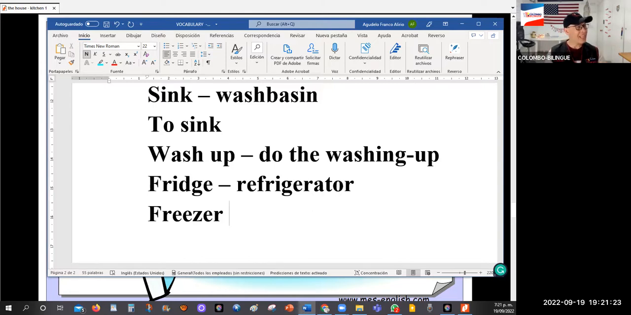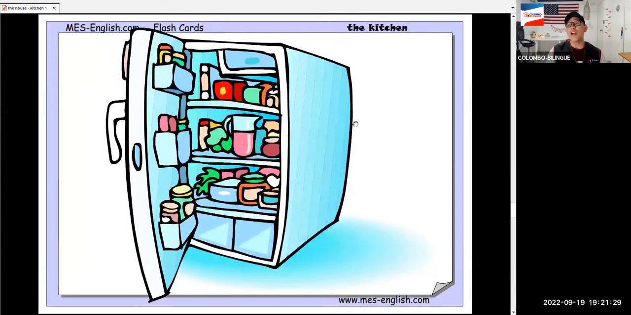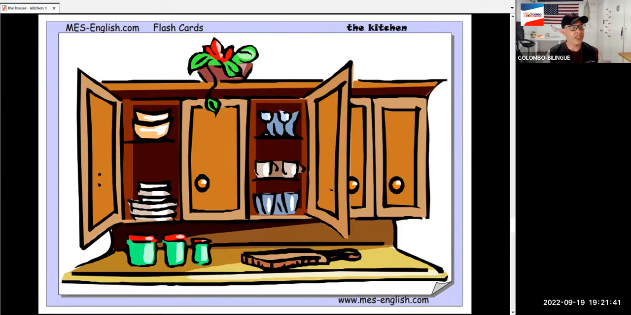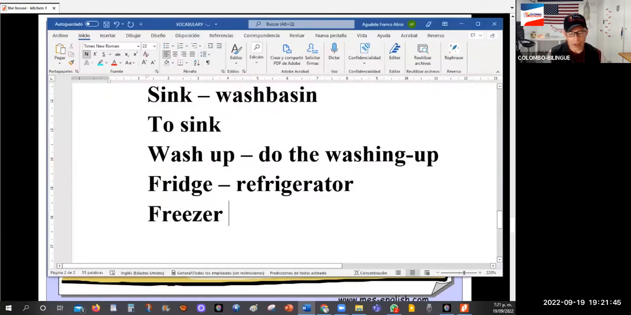All right, la nevera es la otra parte, ¿no? All right, bear that in mind because sometimes not the same. Okay, very good. I'm gonna just move it. Look at this one. This place is the place where lots of things are supposed to be hiding from you. Okay, people say cabinets. Cabinets. All right, I'm gonna just write it here. Cabinets.